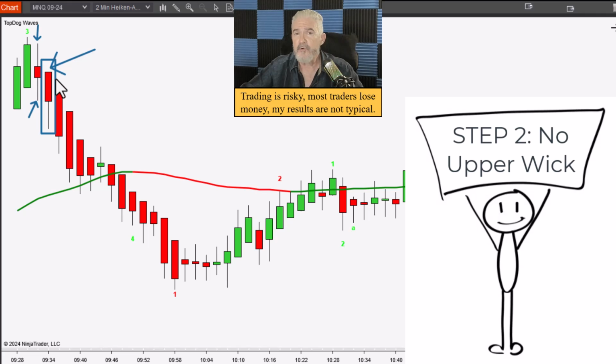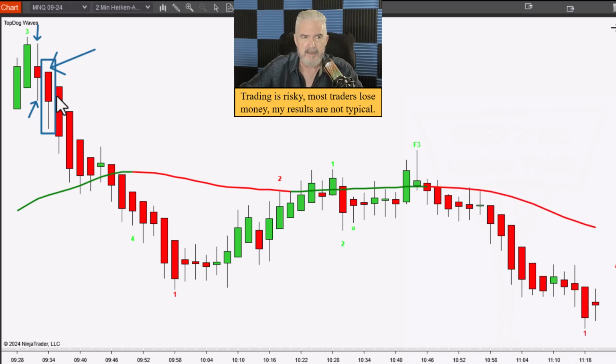So to go short, it's got to be, number one, a red bar. And number two, no wick on the top. It can have a wick on the bottom. That's fine. That's great. But no wick on the top. So for some people, that feels a little counterintuitive. It's like, wait, shouldn't there be a wick on the top?